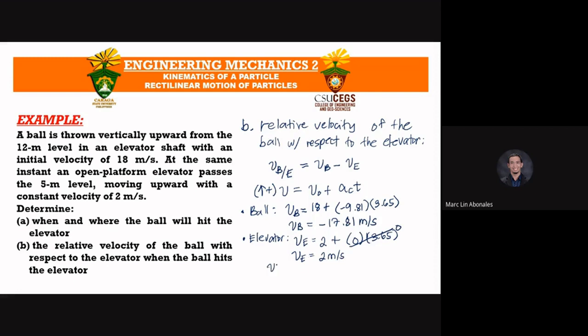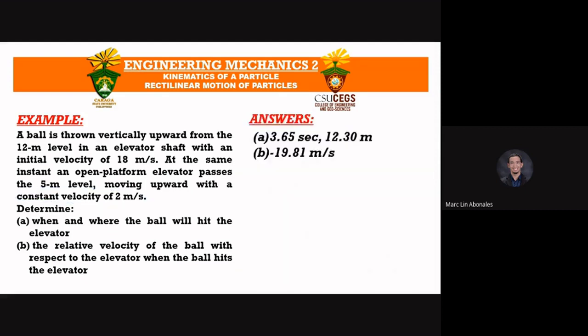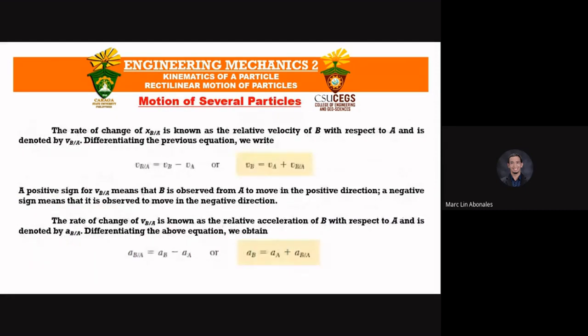So we can now determine the relative velocity of the ball with respect to the elevator. So that is equal to negative 17.81 minus 2. So that would be negative 19.81 meters per second. So that is your answer for letter B. And why is it negative? If we go back to this statement, a negative sign means that it is observed to move in the negative direction.